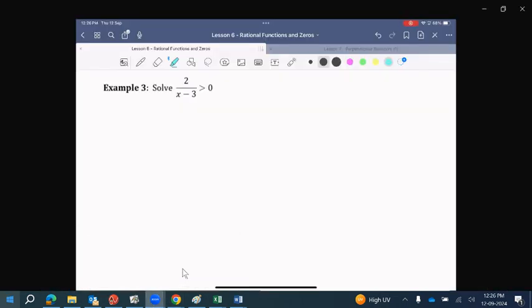All right, let's have a look. So what are our critical values going to be for this one? Danny? 3. Why is 2 not a critical value? It's not a linear factor, is it? It's not x minus 2 or x plus 2. It's just 2. What sign does 2 have?